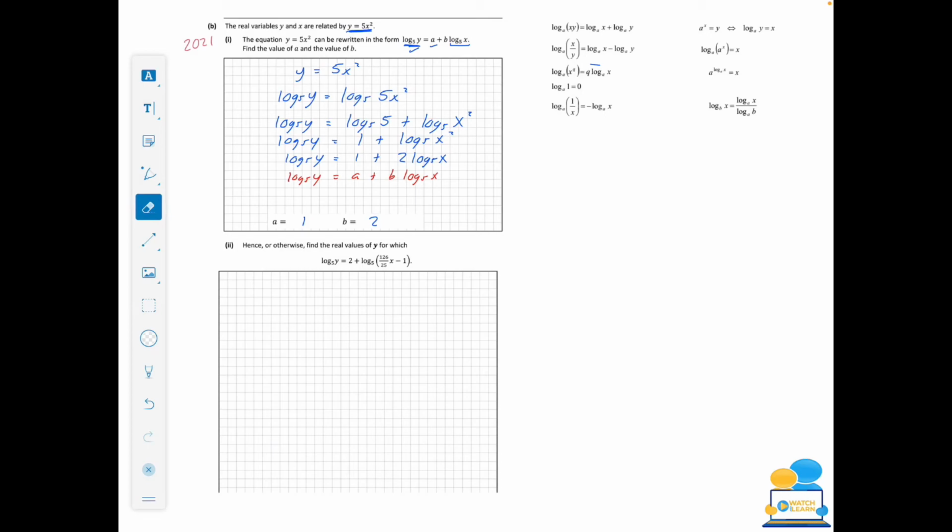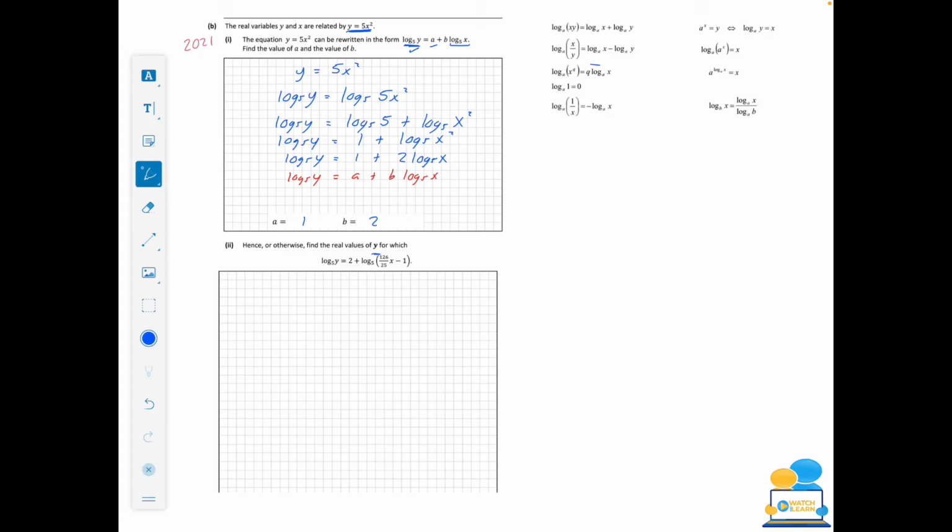Moving on to part 2 then. So it says hence or otherwise. The second question says that I'm immediately thinking that I'm going to want to make a link to the previous part. Find the real values of y. So that's going to be important. I'm going to put a little mark there to show we're looking for y.